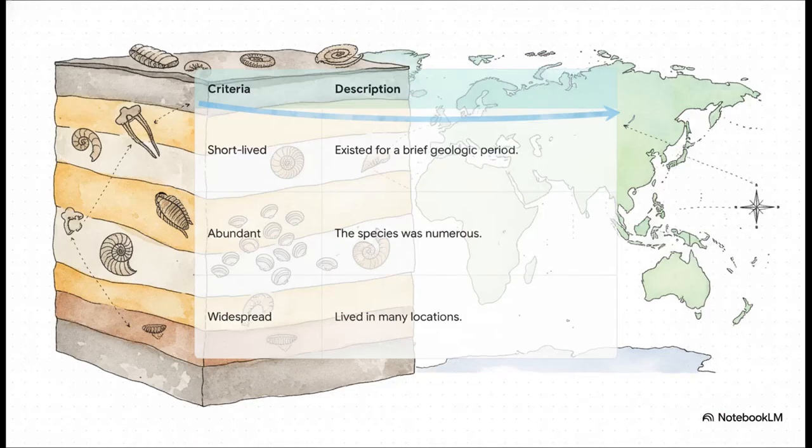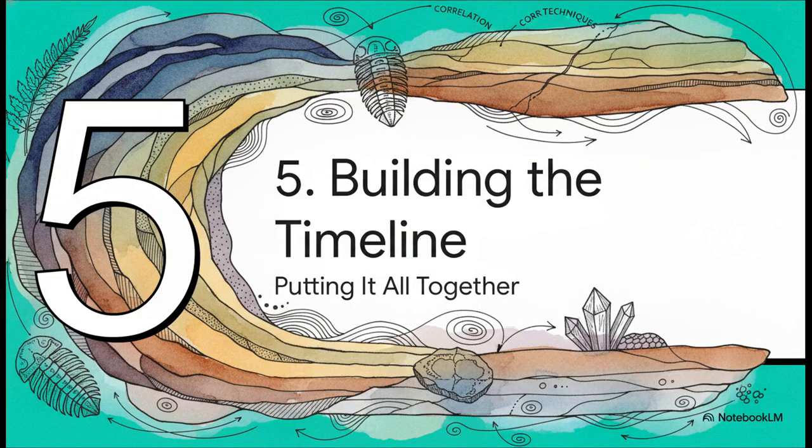So there are basically three golden rules for a fossil to be a great index fossil. First, the creature had to be short-lived. That means it pins down a really narrow, specific time frame. Second, it had to be abundant. There were tons of them, so we can actually find their fossils easily. And finally, it has to be widespread. That's what lets us connect rocks from, say, South America all the way to Asia. So now, let's see how this all comes together.